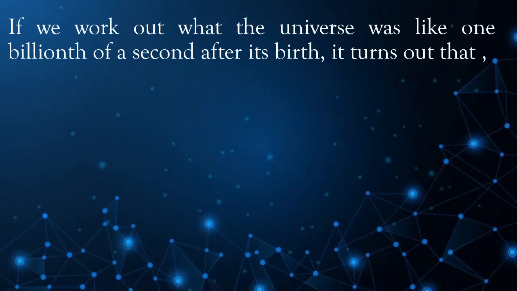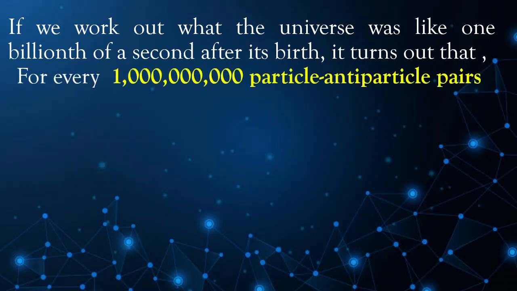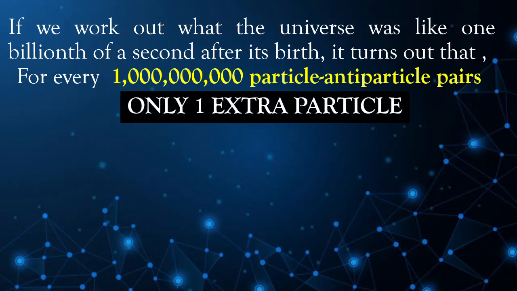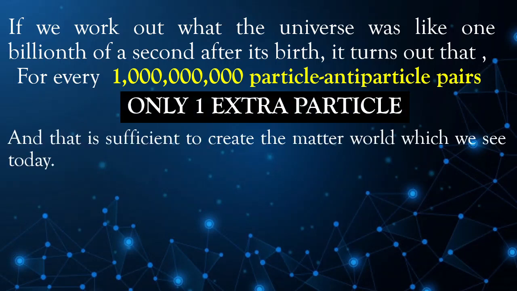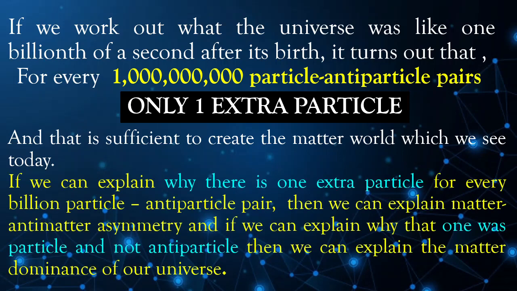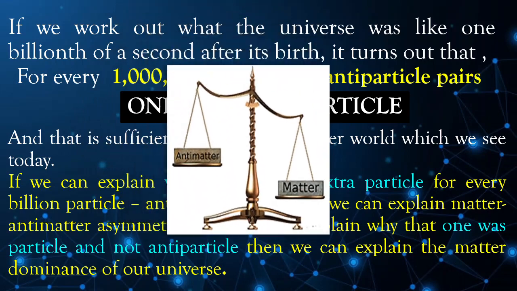But if we work out what the universe was like one billionth of a second after its birth, it turns out that for every one billion particle-antiparticle pairs, there exists only one extra particle. And that is sufficient to create the matter world which we see today. If we can explain why there is one extra particle for every billion particle-antiparticle pairs, then we can explain matter-antimatter asymmetry. And if we can explain why that one was a particle and not an antiparticle, then we can explain the matter dominance of our universe.